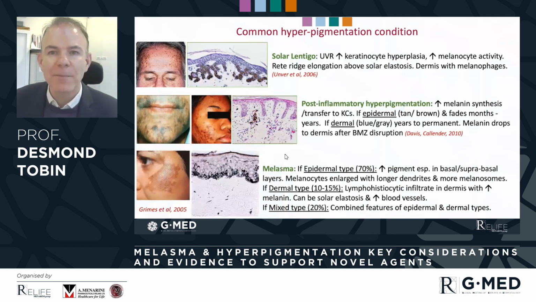Another type of hyperpigmentation is melasma. It exists in several different forms. An epidermal form, where the melanin is mostly restricted to the epidermis. This is the most common type. The dermal form, where we have now melanin move into the dermis, and then we have a mixed form. And the shade or tone of the pigmentation will vary depending on whether you're epidermal type, dermal type, or mixed type.